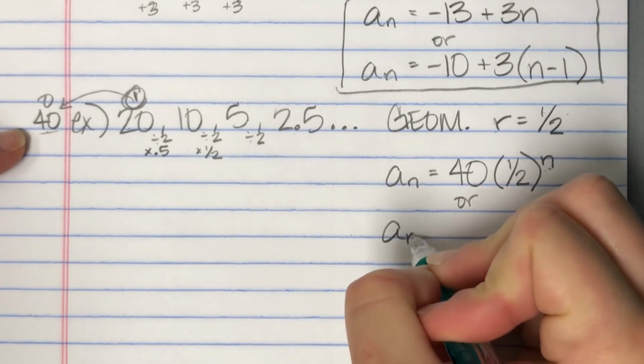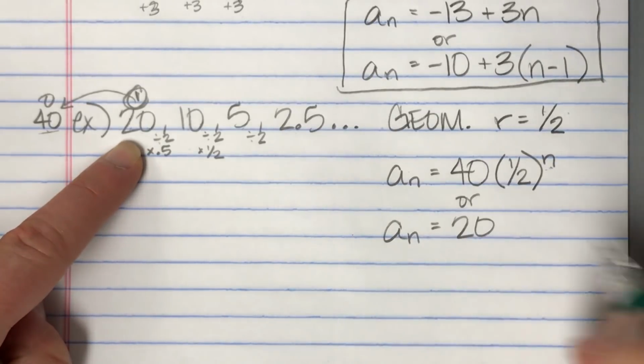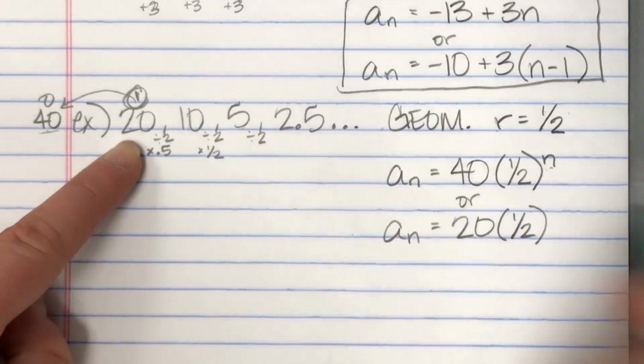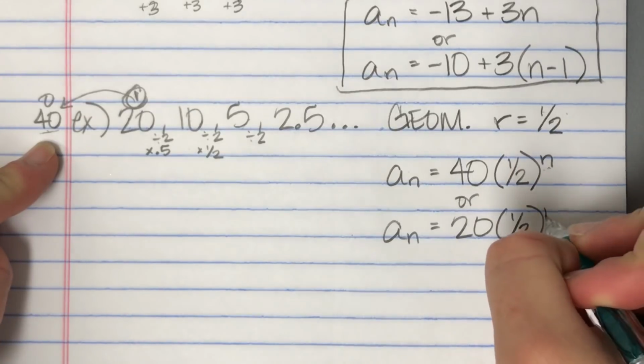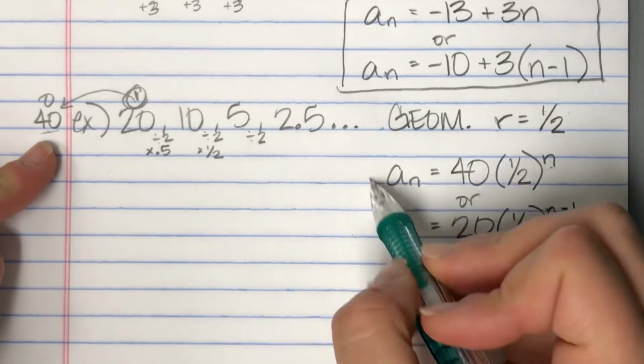Or I can take the shortcut and say, nope, let's start where the sequence starts, 20. My common ratio doesn't change. I'm still multiplying by 1/2, just the same as I was when I backed up one stop. But I just have to make sure to put n minus 1 to make up for that shortcut we just took.